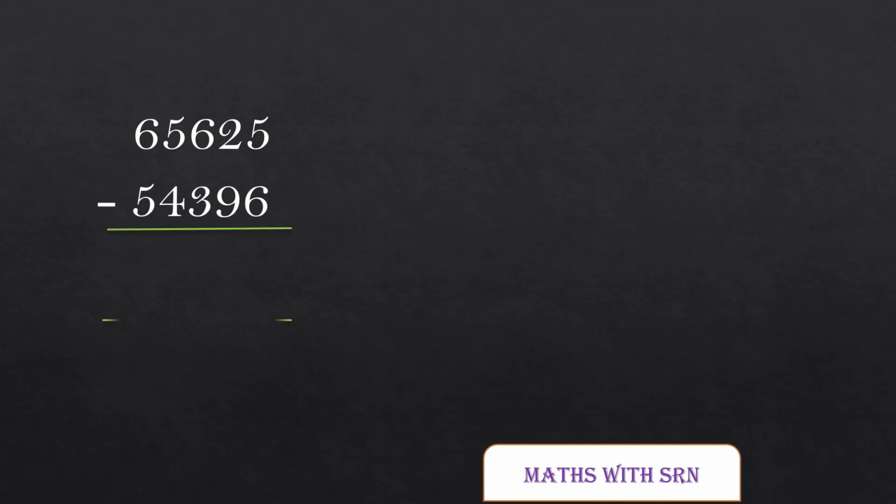Friends, now we can do another sum where the result is a 2-digit number. For example, observe here: 9 minus 3 is 6, 6 plus 6 is 12. So the result is a 2-digit number. In this case, what can we do? In this type of question, we perform the subtraction from right to left, and the remaining process is the same.